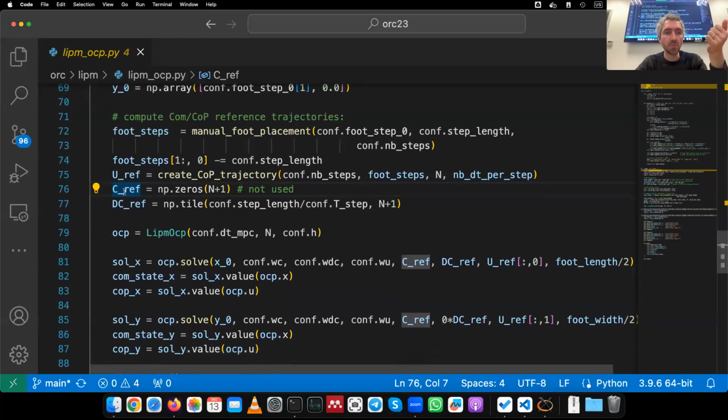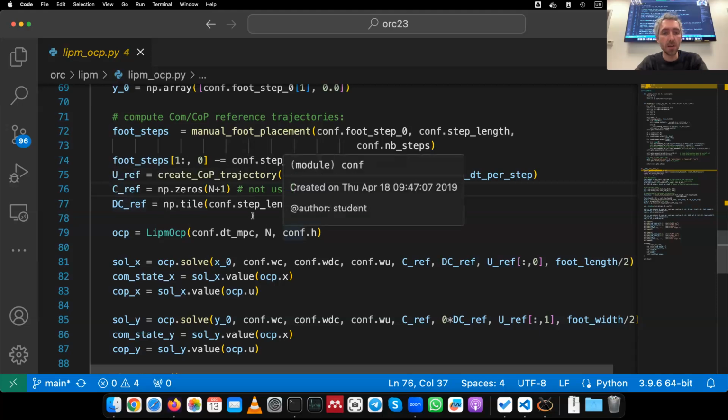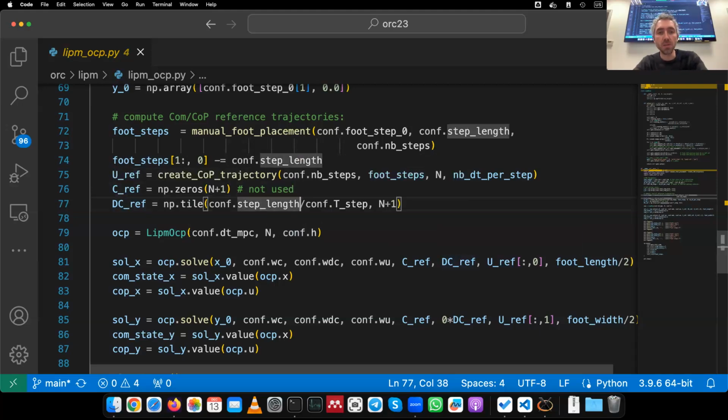So the one for the center of mass position is not going to be used. So we just set it to 0 because in any case, we don't use it. And for the center of mass velocity, it's just going to be a constant value, which is equal to the length of a footstep in meters divided by the duration in time of one footstep. So that gives us basically the average velocity we expect the robot to have. And we just apply this constant reference for the velocity.